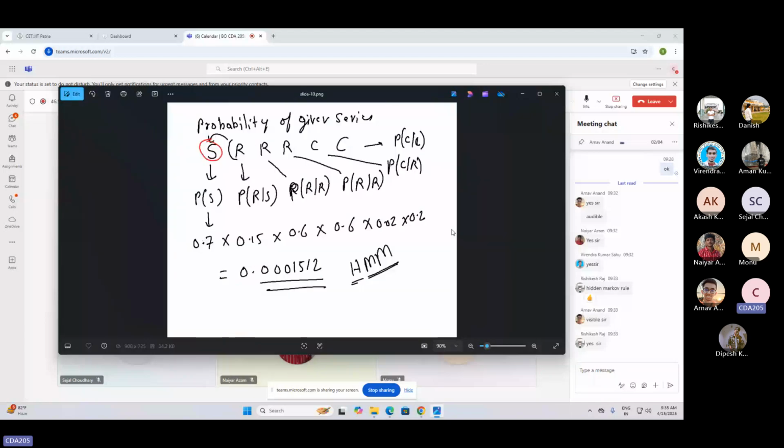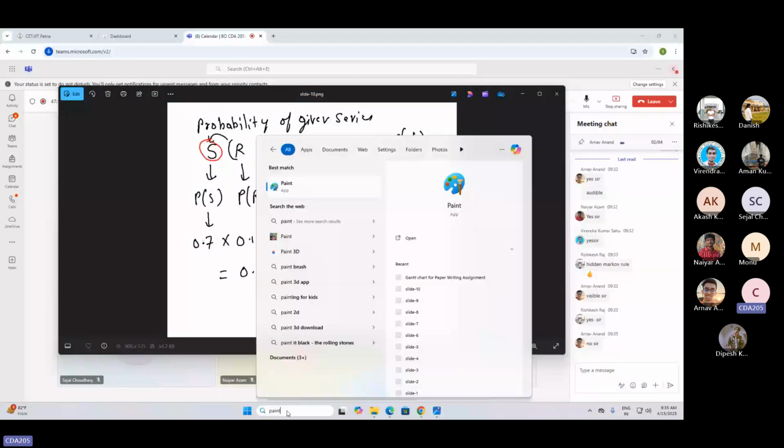Till here, does anyone have any doubt about the Markov model? Okay, now we are going to study the next topic, the hidden Markov model.